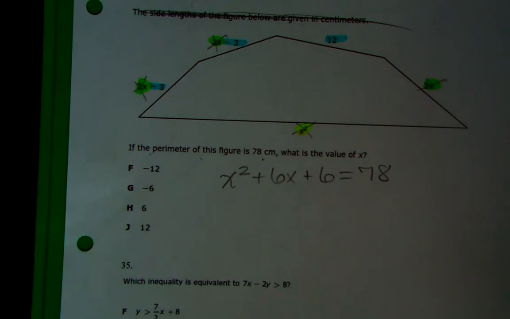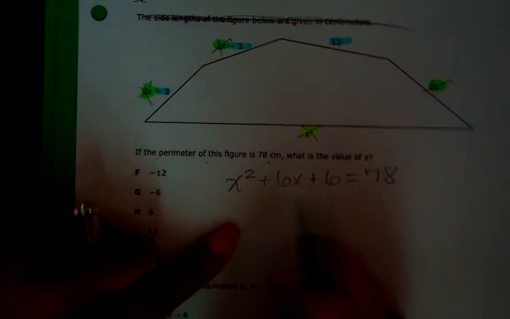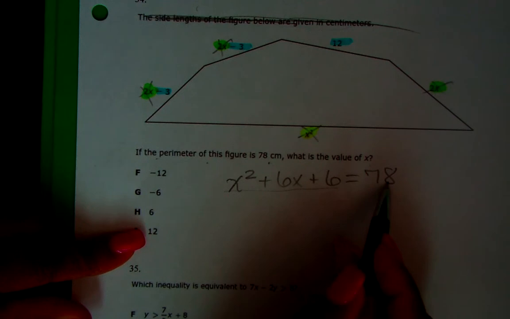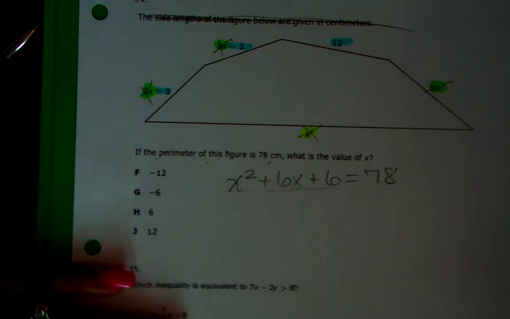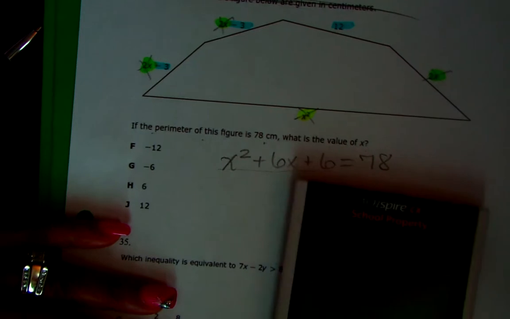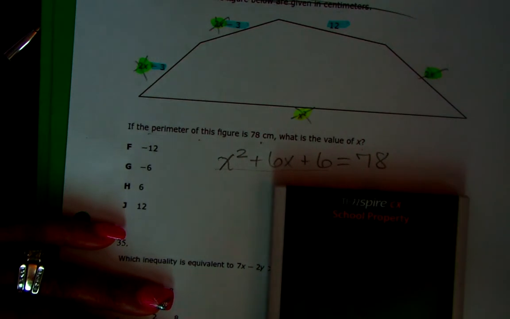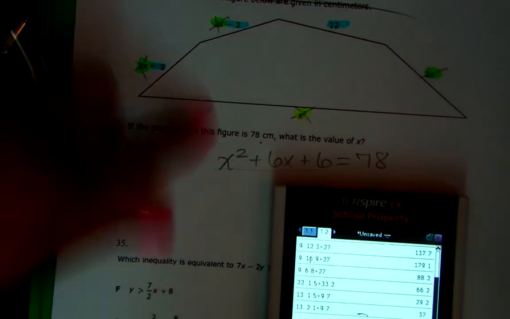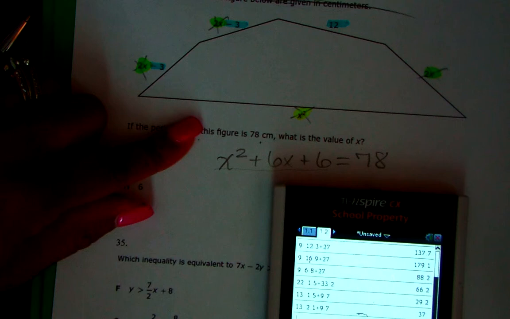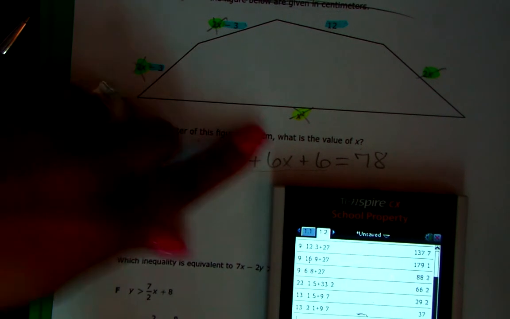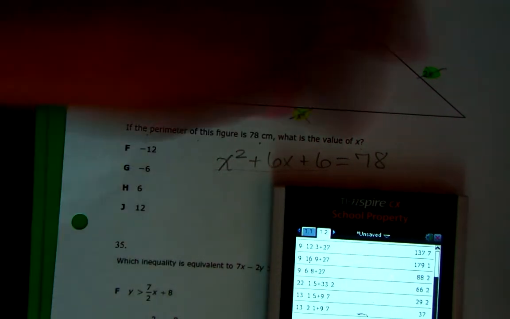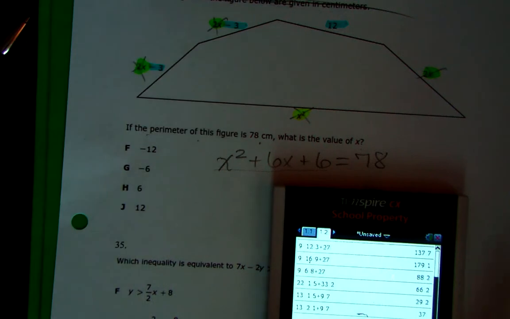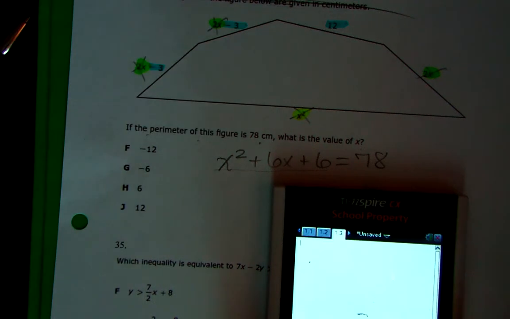Now guys, all you have to do is put this in the calculator and see which one is going to give you 78. That's all. That's what you do. We haven't solved quadratics, but that may not be on your test per se because of the x squared. But they could, because all you're doing is combining like terms, and then go to graph.